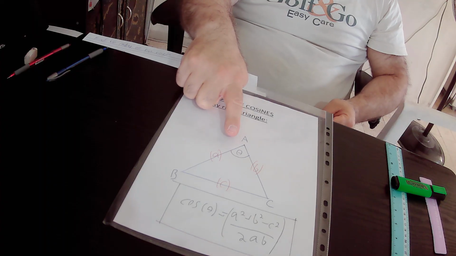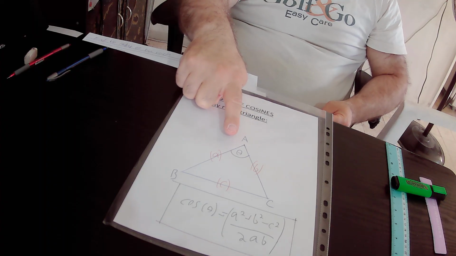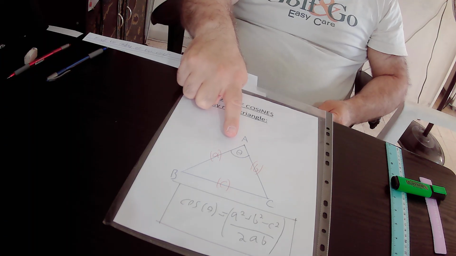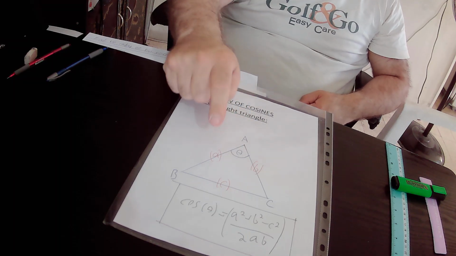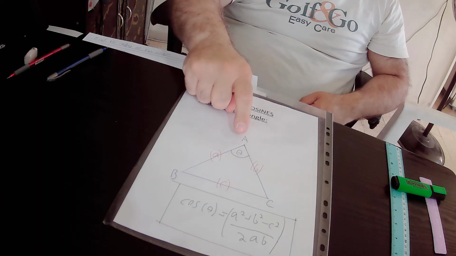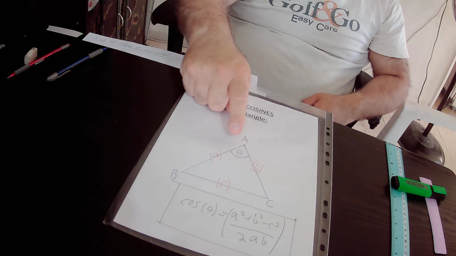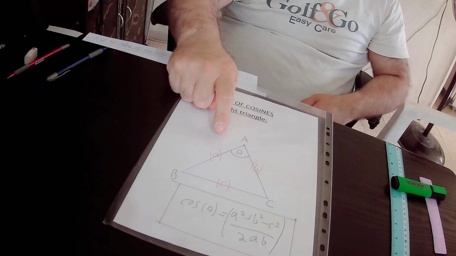According to the law of cosines, the following equation holds true in this triangle ABC, which could be any triangle. Cosine theta equals A squared plus B squared minus C squared over 2 times A times B.